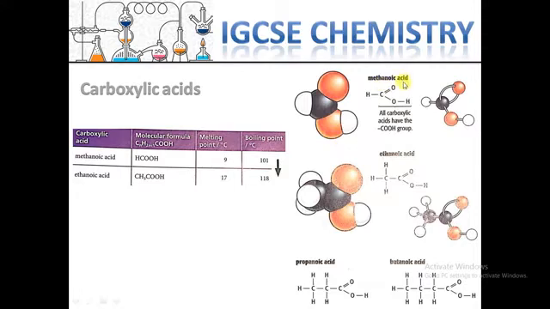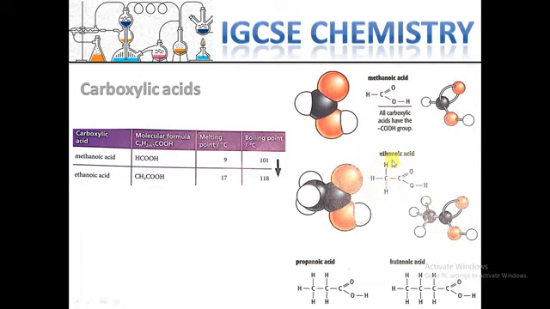Another thing is this picture, which is taken from your book, just to show you the molecular structure of methanoic acid, which has one carbon. The black one is carbon, the white is hydrogen, and the red one is oxygen. So this is methanoic acid, which is the simplest structure of carboxylic acid.